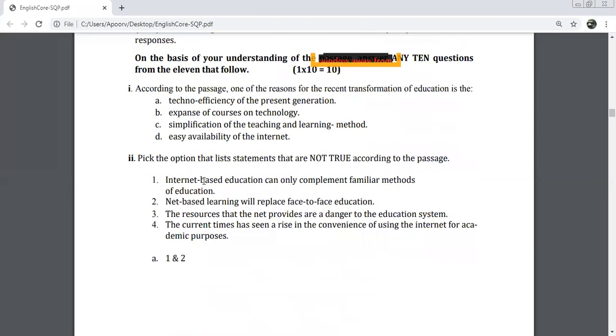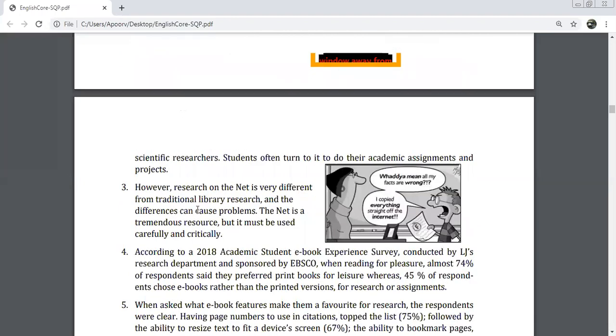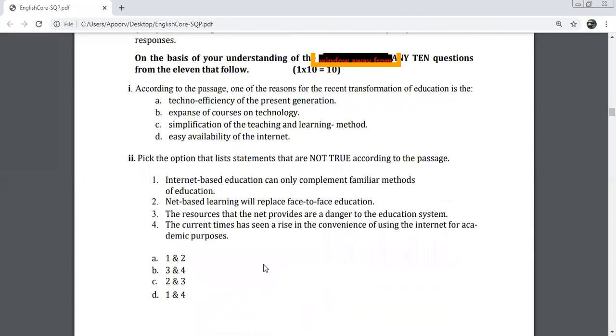The current time has seen a rise in the convenience of using the internet for academic purpose. Is it right? Yes, ma'am. We had talked about students using it for their projects and research assignments and all. So isn't it helping them out? So this is true. It is giving convenience for education purpose. So what is the correct option now? The first is true, second is false, third is false, and fourth is true.